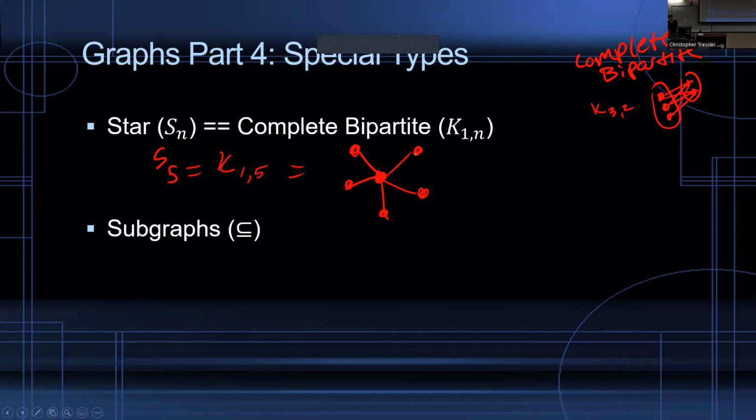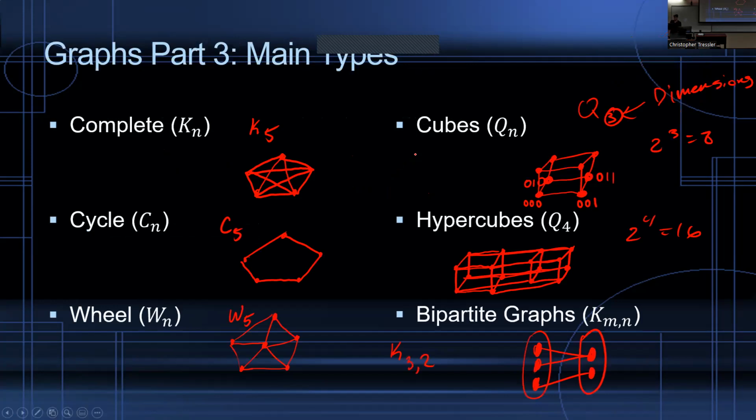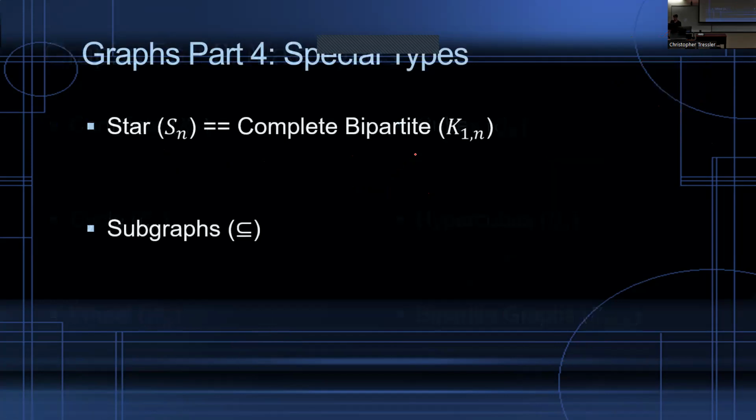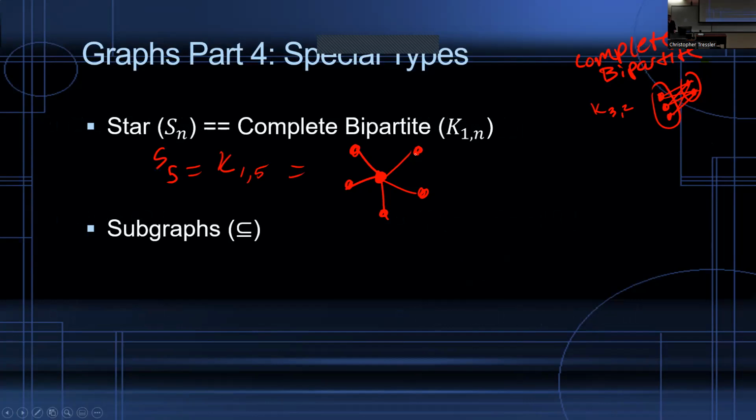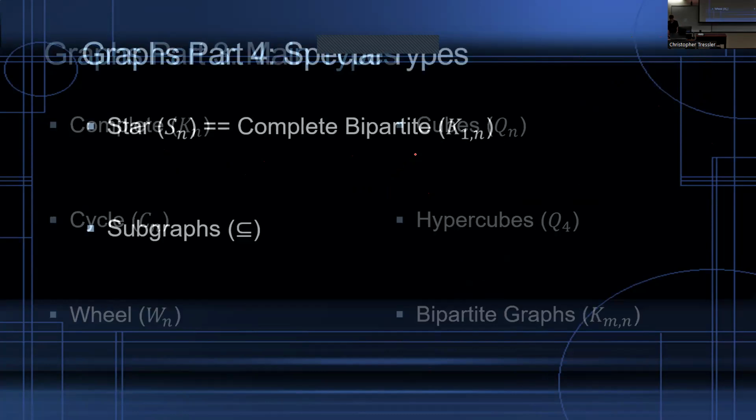Notice this also looks somewhat like the wheel, right? But the difference between this and the wheel is that this does not include the cycle. Remember, the wheel is kind of the cycle and the star. Notice there's the cycle and the star there. The star is just the wheel without the cycle part, and the cycle is just the wheel without the star part. So hopefully you can start making those connections, and that makes a bit of sense.